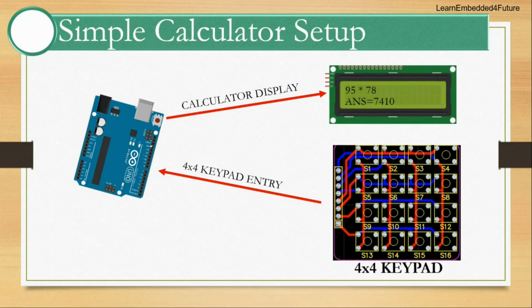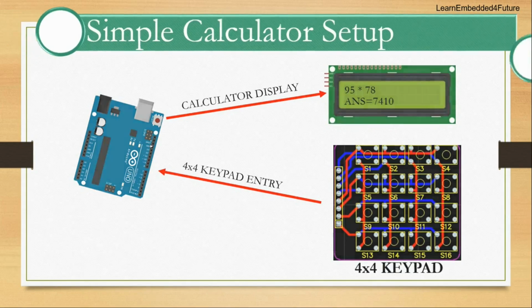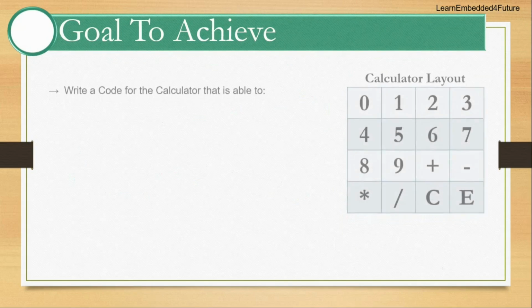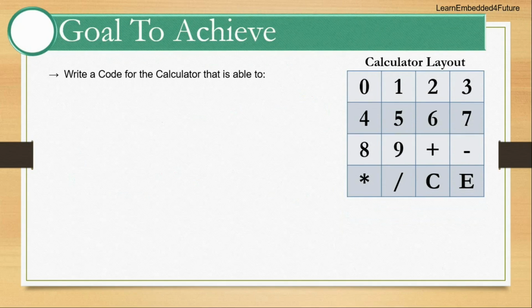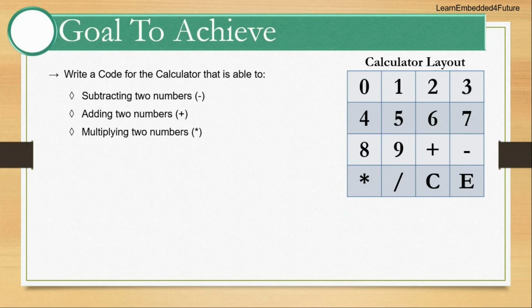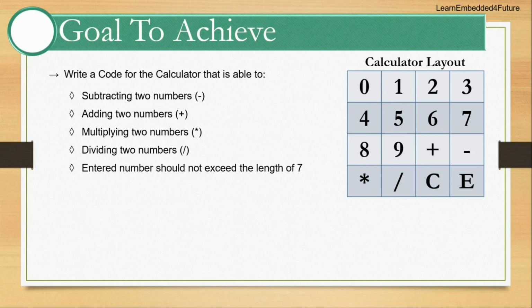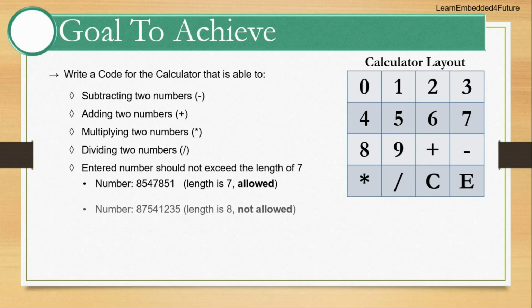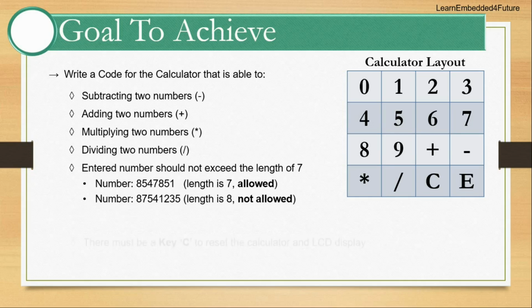Let's jump over to the goal that we want to achieve with this calculator. We'll map the keypad keys in software exactly in the way that you are looking at this calculator layout. Let's see what this calculator should be capable of. It should be able to subtract two numbers, add two numbers, multiply two numbers, and divide two numbers. The length of each number should not exceed 7. That means if the number is 8547851, the length is 7, that is allowed. And if the length is 8, that is not allowed.